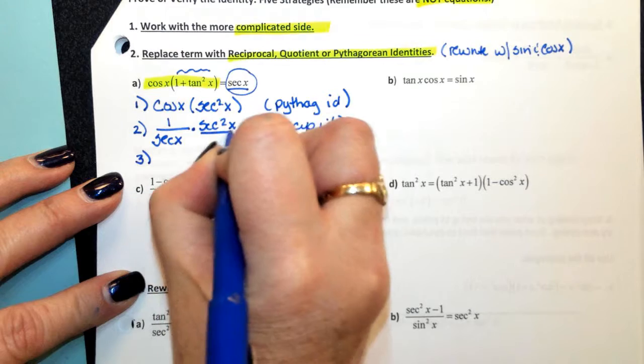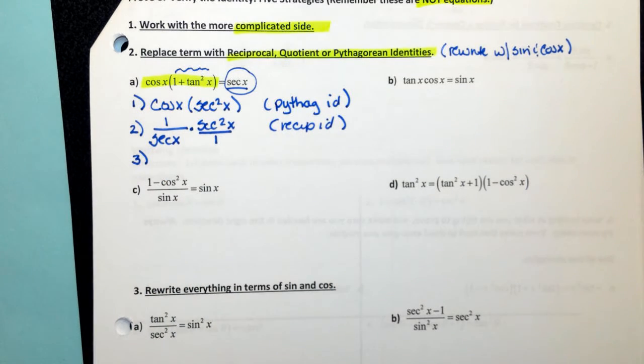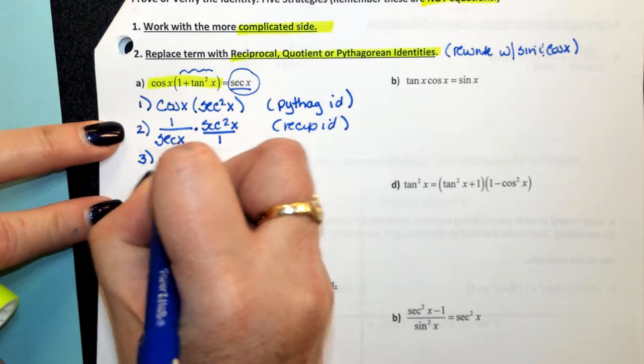Now remember, secant squared of x is actually a fraction over 1. Now, at least I'm getting closer to my goal. Notice my goal is to get everything in terms of secant. Right now, everything on the left-hand side at least is in terms of secant. What happens when I multiply 1 over secant times secant squared of x? It's just going to be what? Secant x. And you're done.